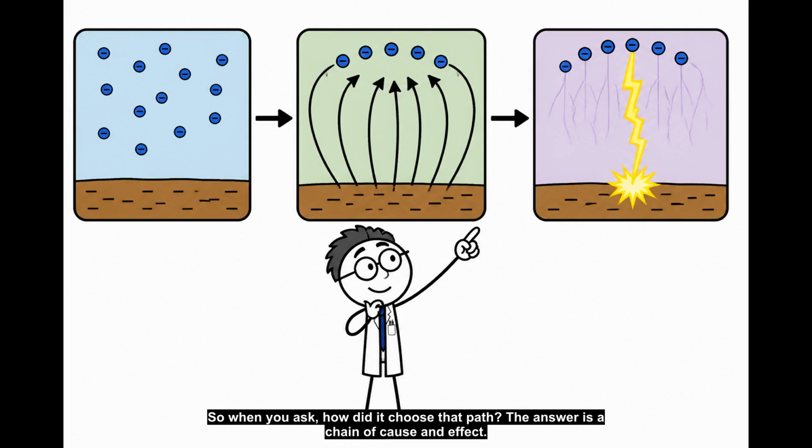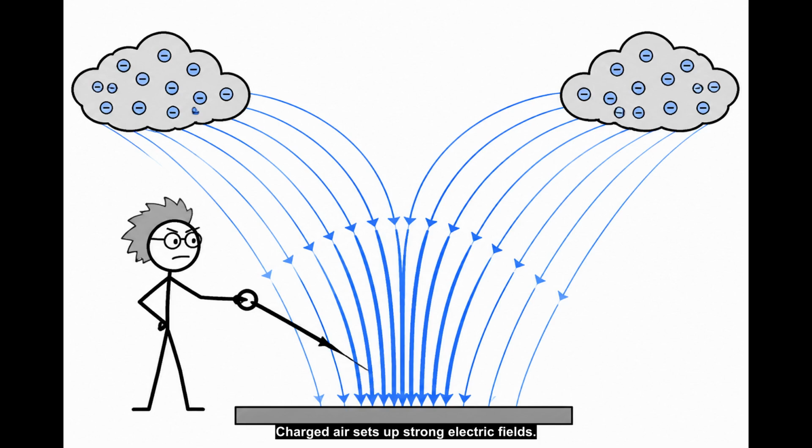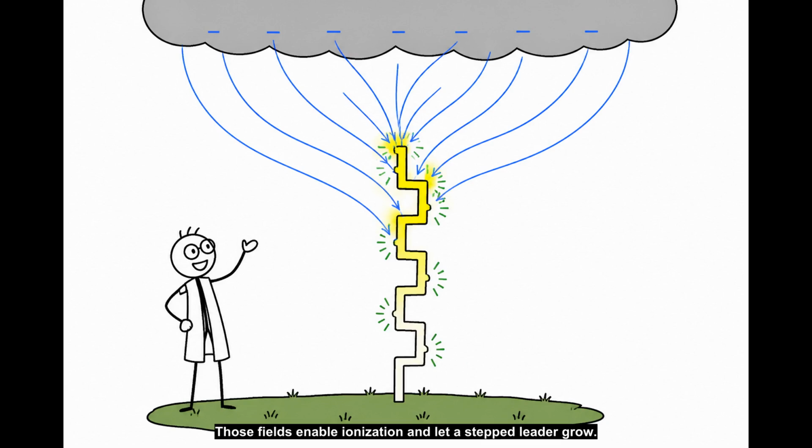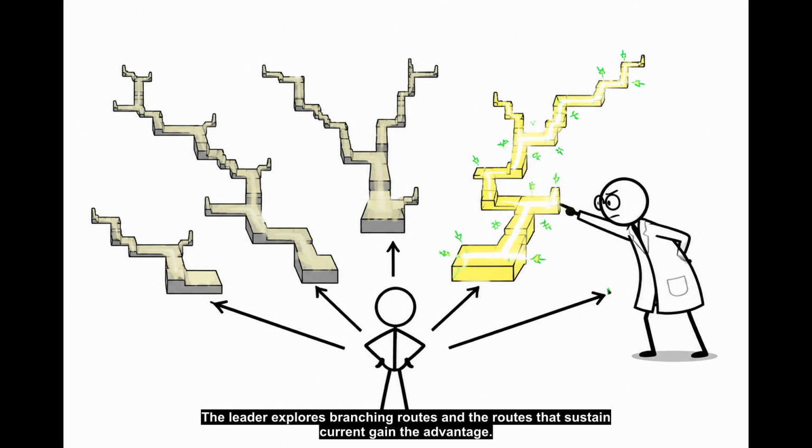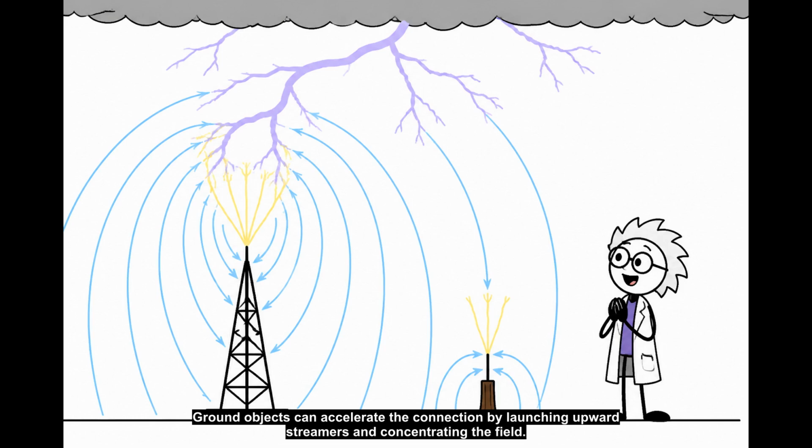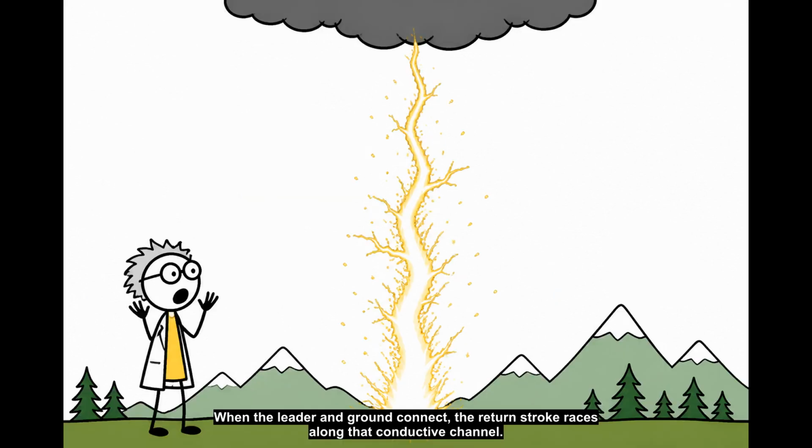So when you ask, how did it choose that path? The answer is a chain of cause and effect. Charged air sets up strong electric fields. Those fields enable ionization and let a stepped leader grow. The leader explores branching routes, and the routes that sustain current gain the advantage. Ground objects can accelerate the connection by launching upward streamers and concentrating the field. When the leader and ground connect, the return stroke races along that conductive channel.